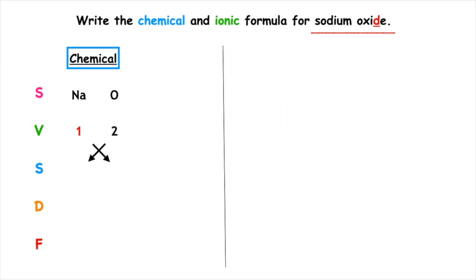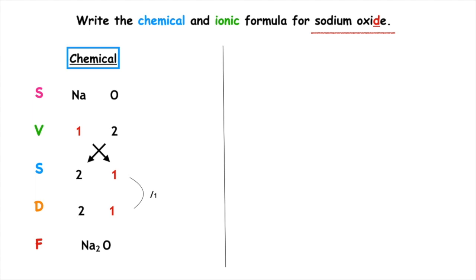We swap those numbers over, and the highest number both of those numbers can be divided by is 1. 2 divided by 1 is 2. 1 divided by 1 is 1. We write down the chemical symbol for sodium, which is Na. How many of those have we got? We've got 2. So we write a small 2 directly after the chemical symbol.